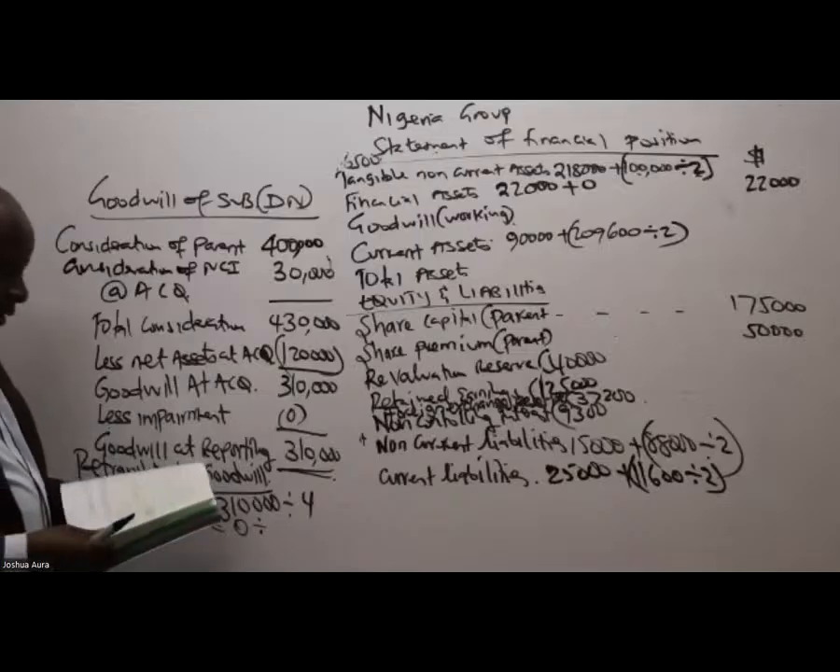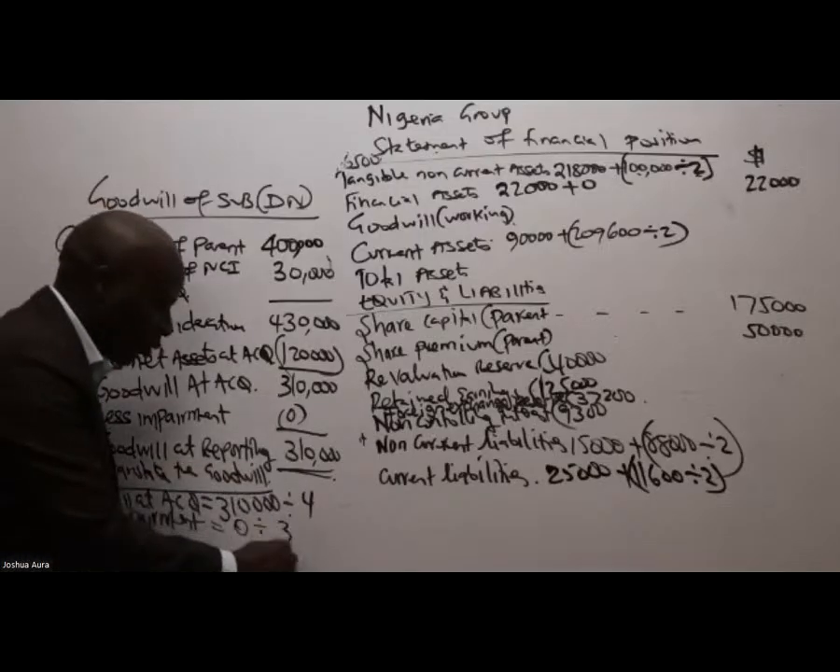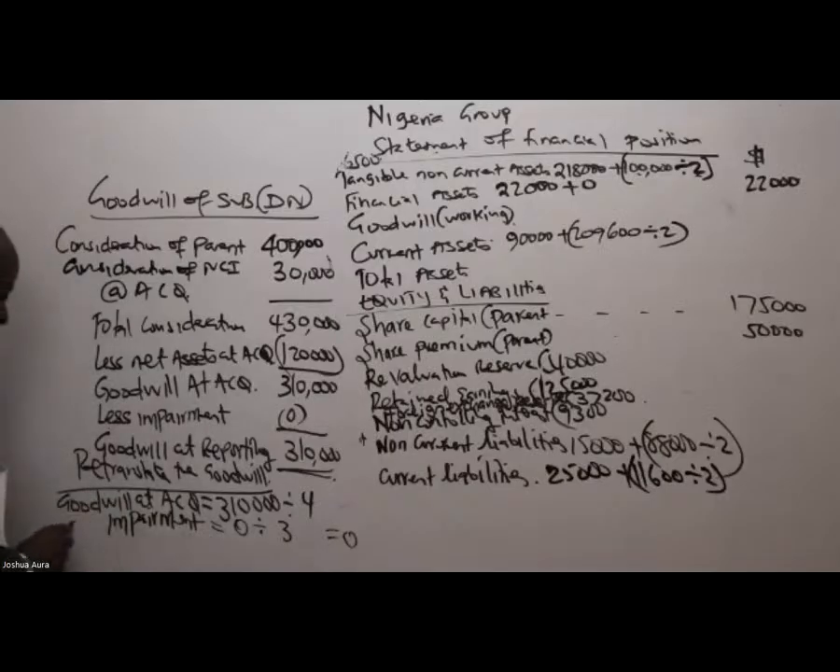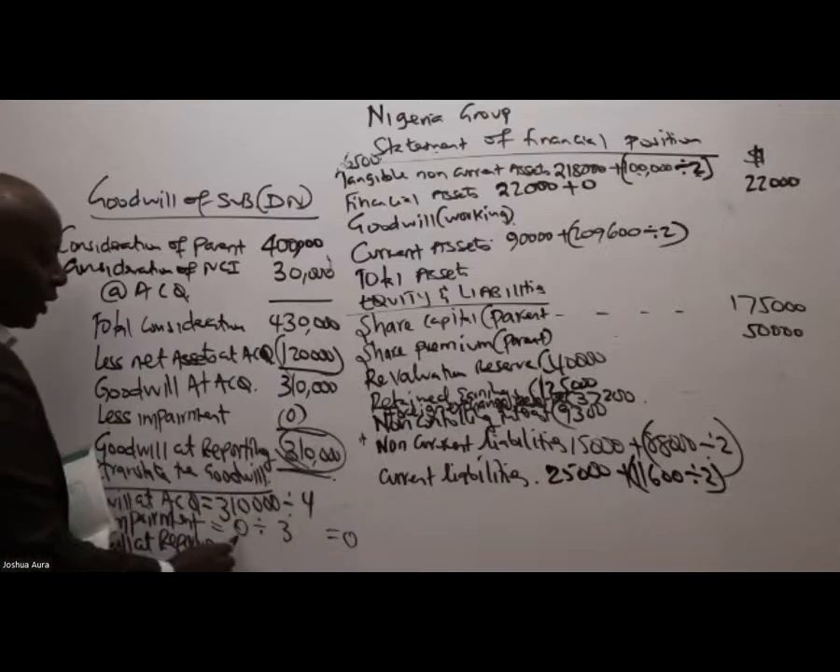Just for your revision, the third one will be 0, of course. And then lastly, we have goodwill at reporting. Goodwill at reporting is still 310,000.